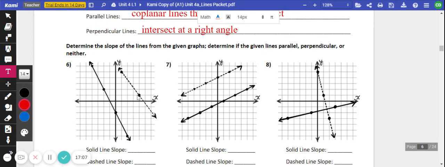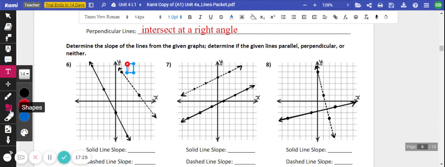So if I look at number 6, we can kind of see that this part up here is closer together than this part down here. These two lines, if I drew them out enough, will eventually intersect up here. So these are not going to be parallel lines. But let's go ahead and take a look at their slope.